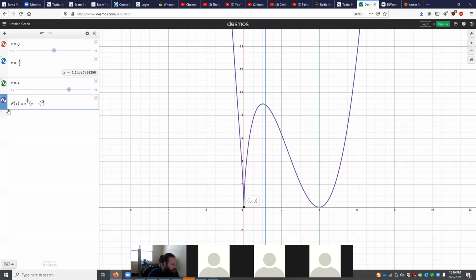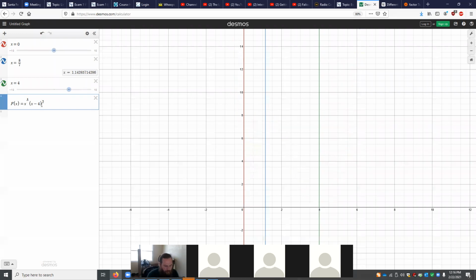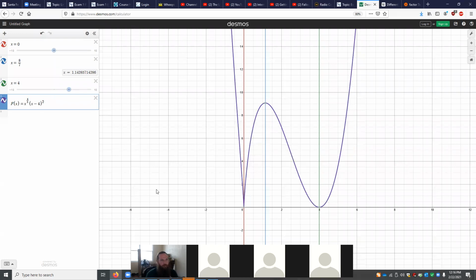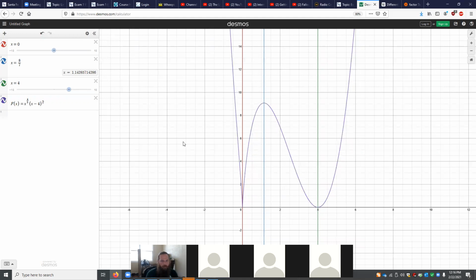x minus 4, x to the 4/5. Oh, I did. Yeah, this is 5, not a 6. There it is. Oh, sorry, I just typed it wrong. Yeah, here we go. So 0, and then at 8/7, and then at 4. So beautiful stuff, right? This is Fermat's theorem and everything Kevin just lectured on, kind of in one picture.